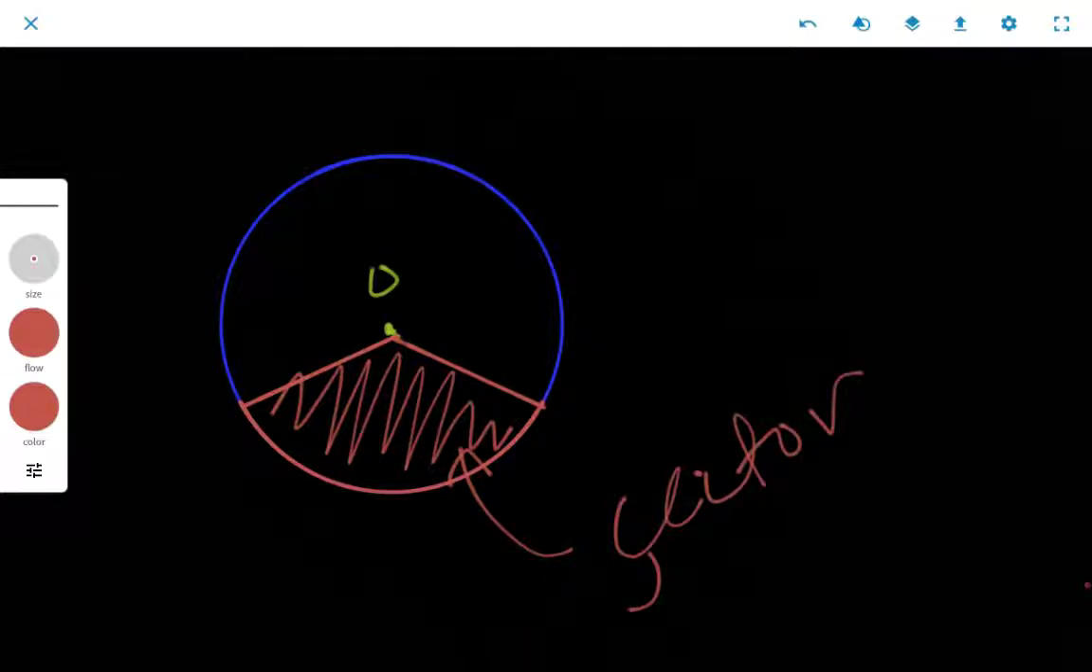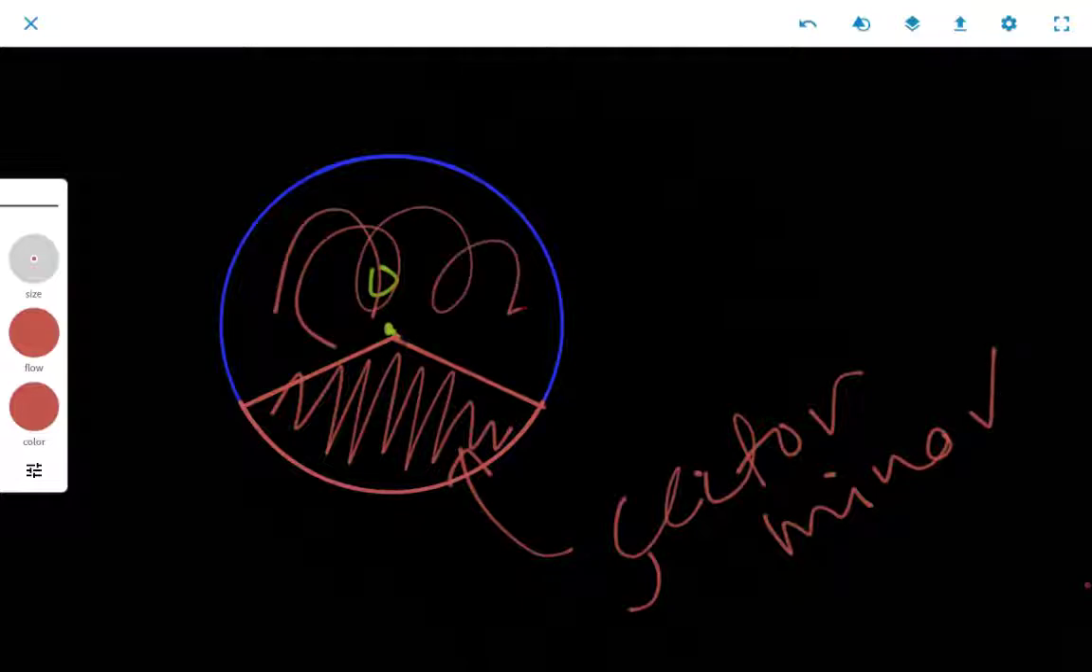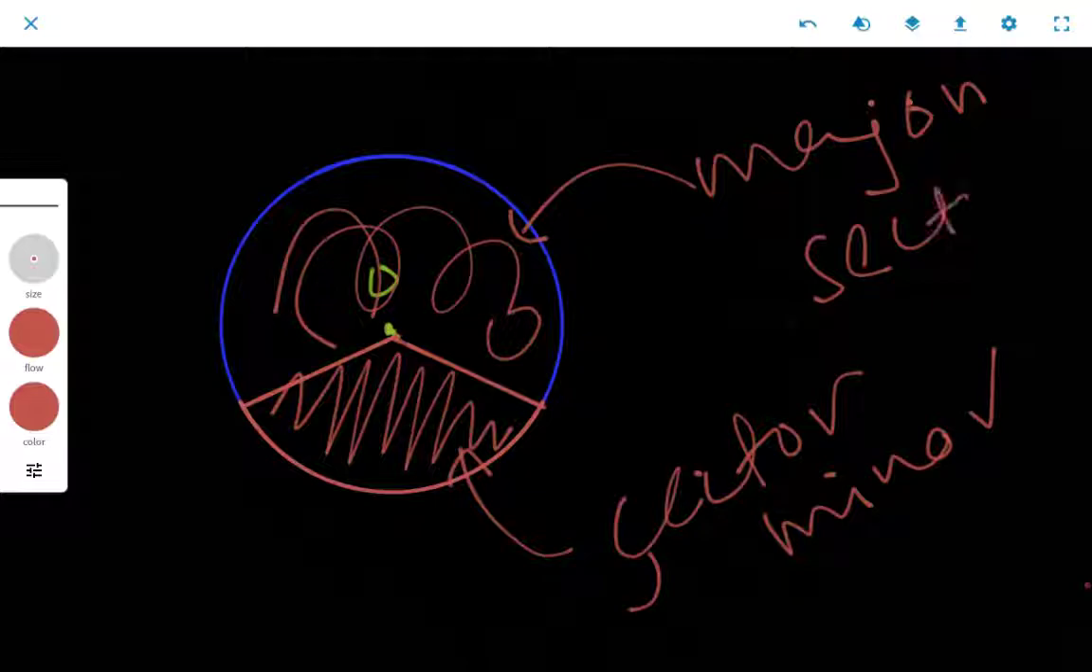This is nothing but a sector, and you can see this is a small sector, so this will be the minor sector. So the whole big thing here, this will be the major sector. Understand what is a sector? Now we'll talk about segments.